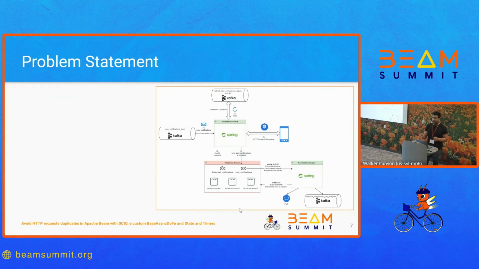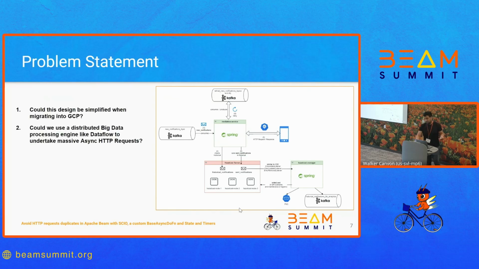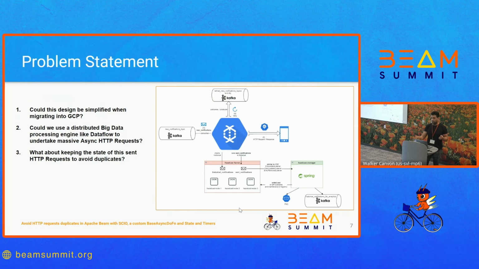So the problem statement: we had a partnership between Deutsche Bank and Google Cloud back in 2021, if I'm not wrong, 2020, yeah, 2021. And we had to deploy our new infrastructure into Google Cloud. So could this design be simplified using Google Cloud? Maybe. Could we use a distributed engine rather than an OpenShift Spring microservice on Kubernetes? We can use something else, why not? And what about keeping the state? So we were thinking, of course, of Apache Beam running on Dataflow.